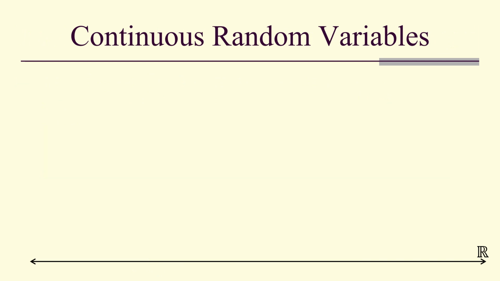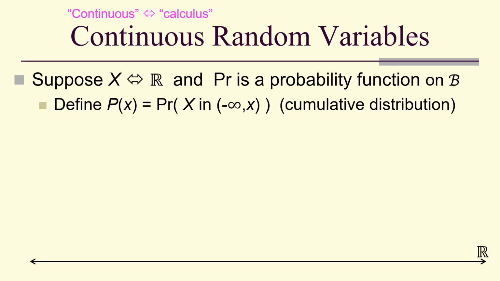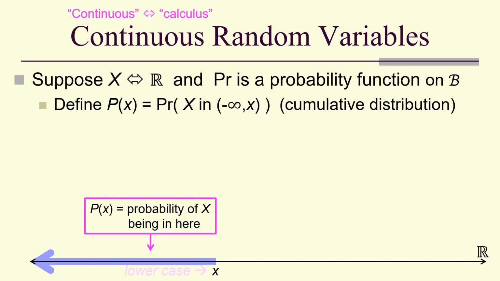So again, continuous random variables. The continuous here means we're going to be using calculus. We've shaped axiomatic probability to look like calculus. So we've got our random variable capital X, and P is a probability function on the Borel sets. So when we're working with X as a random variable, we use uppercase. We're going to define a function called the cumulative distribution function, which is the probability that uppercase X is in the open interval from negative infinity to lowercase x. So this lowercase x indexes R, and we're going to use that to define a function. So P of x, lowercase x, is the probability that uppercase X is in this interval from negative infinity to lowercase x.